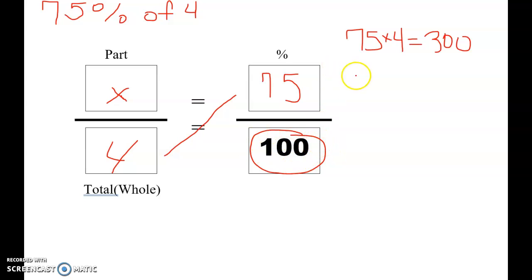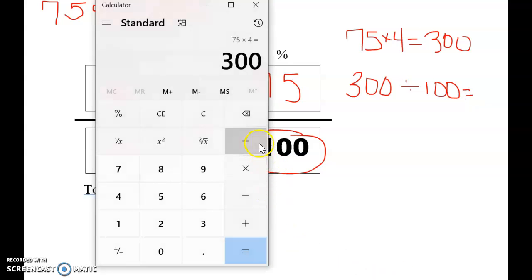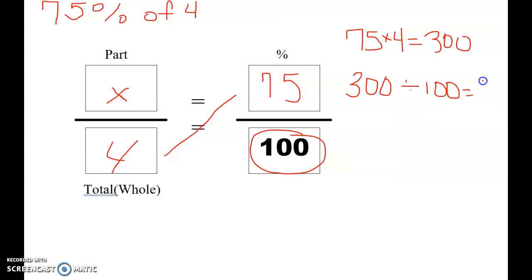I still have 100. So what I'm going to do is divide this product that I got, divide it by 100. And because I know my division, and if you do not, please use a calculator. My answer is 3. That means if I have 4 pieces of candy and I want to give away 75%, that means I gave away 3 pieces of candy.